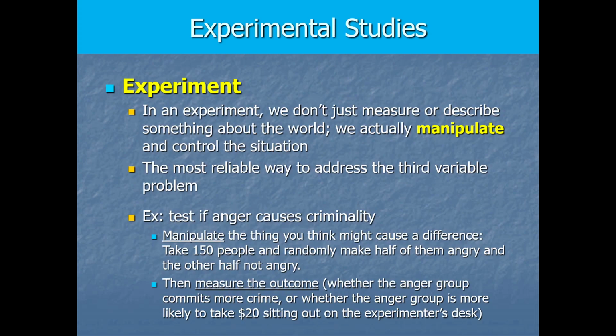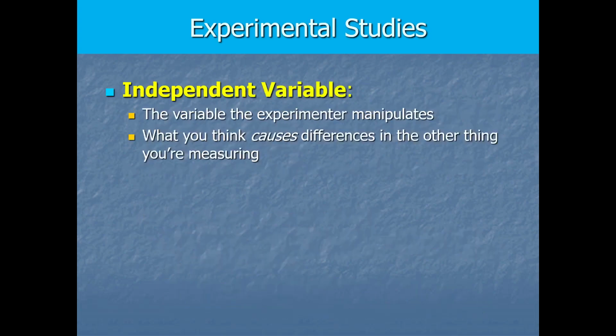Or maybe we measure whether the anger group is more likely to take a $20 bill that we leave sitting out on the experimenter's desk. Right? We have to find some way to operationalize criminality for our study. But that would be an experimental design testing whether anger causes crime. Admittedly, it's a simplistic example, but the key point is we manipulated one variable and then measured the other. And we manipulate the one that we think is doing something to the other.